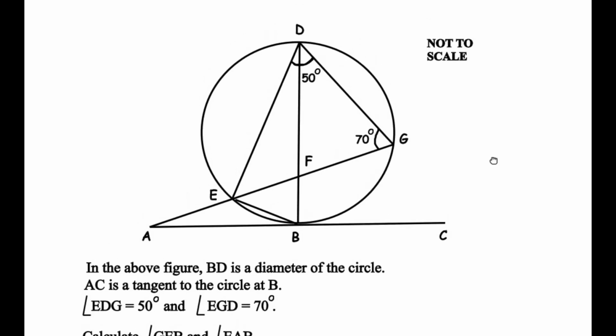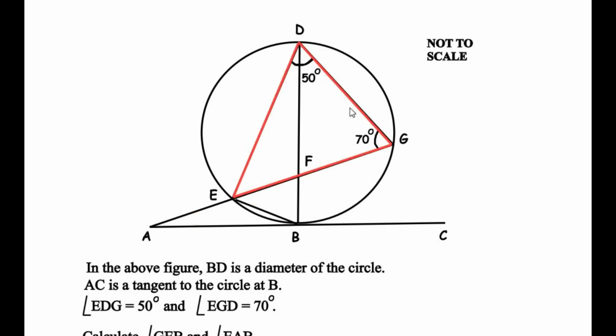So let us try to understand the figure first. Here we can see that a circle is given and BD is given as the diameter of the circle. AC is a tangent to the circle touching at point B. Now we can see that two angles are given to us, that is angle EDG and angle EGD. Now we are supposed to find out the angle GEB, that is this angle, and angle EAB, that is this small angle. So let us begin by finding the angle DEG first from the triangle DEG.